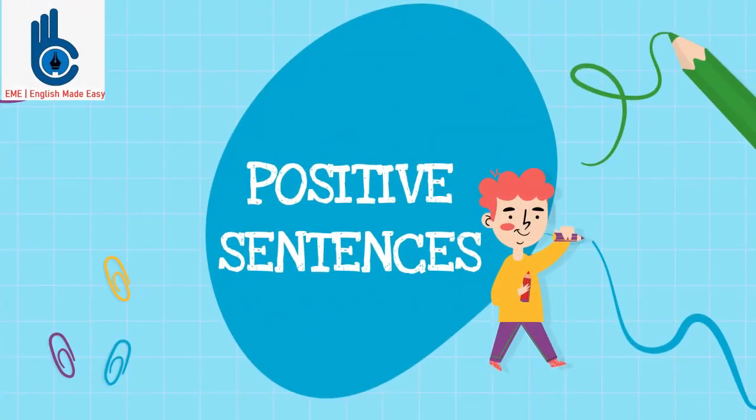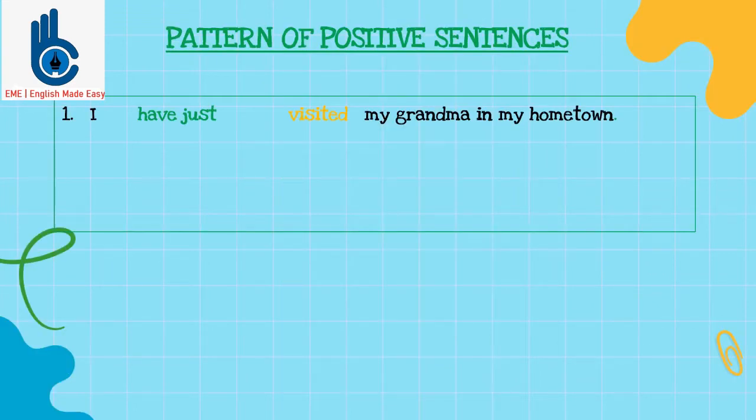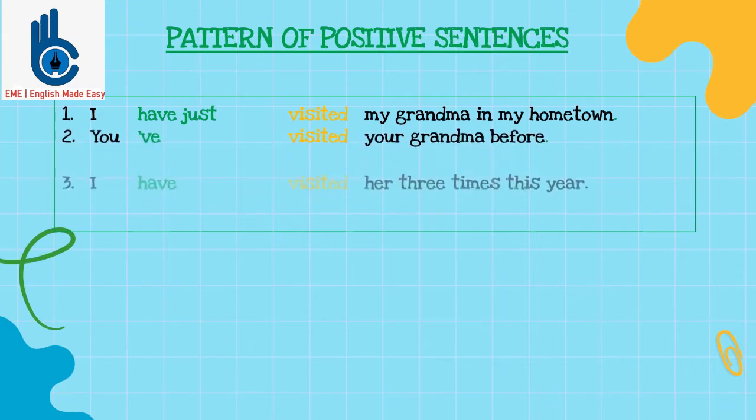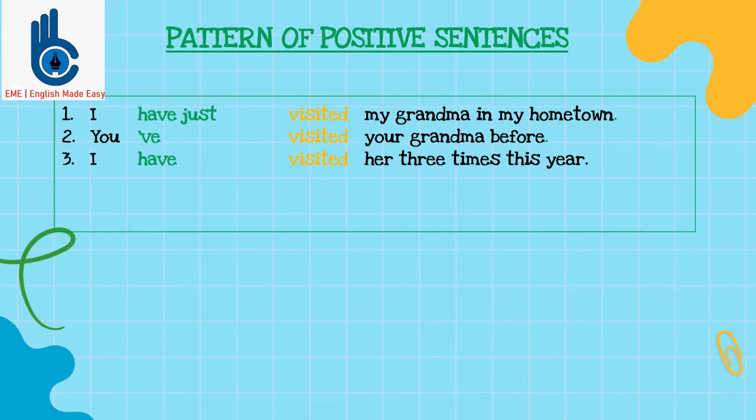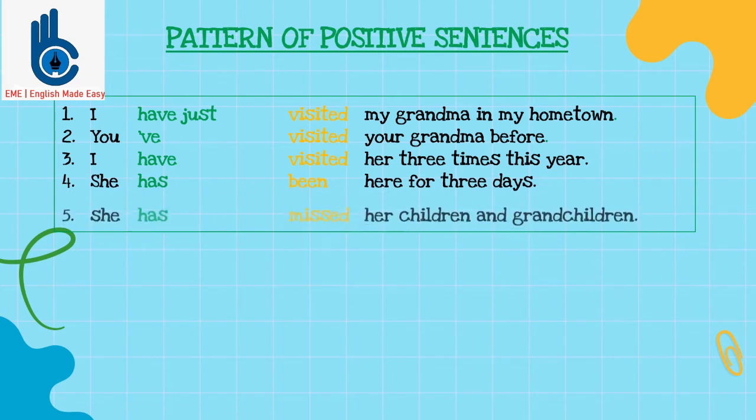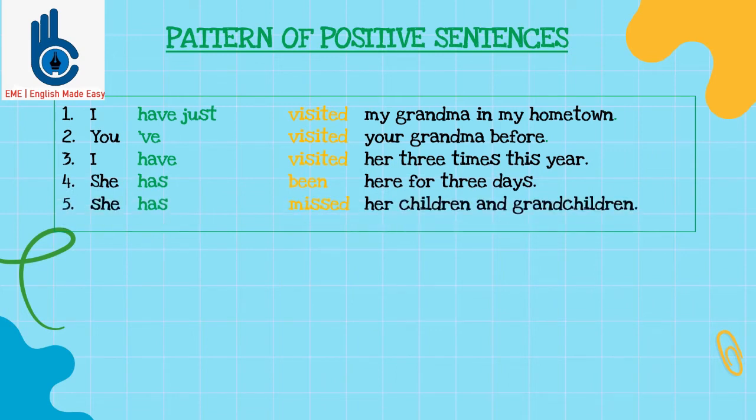Now we will see the pattern of positive sentences in present perfect tense. I have just visited my grandma in my hometown. You've visited your grandma before. I have visited her 3 times this year. She has been here for 3 days. She has missed her children and grandchildren. Do you see the similarities in the 5 sentences?